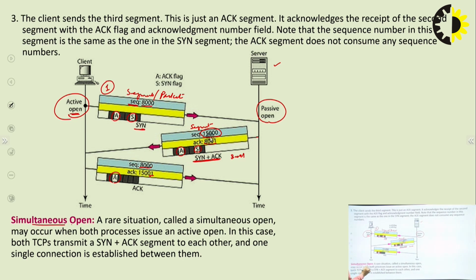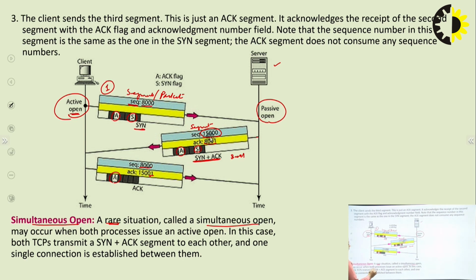Now what is simultaneous open? Here the connection is made, connection establishment is done, that is, the first phase is completed. Now what can be the situation in this phase, simultaneous open? In simultaneous open, both the client and the server make the same request of connection establishment at the same time. It is a rare situation called simultaneous open.